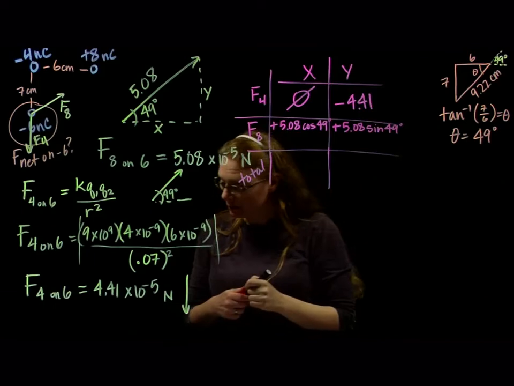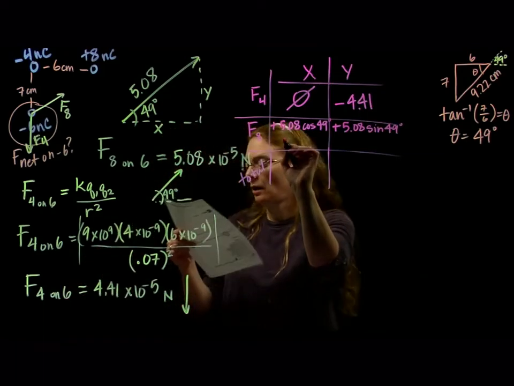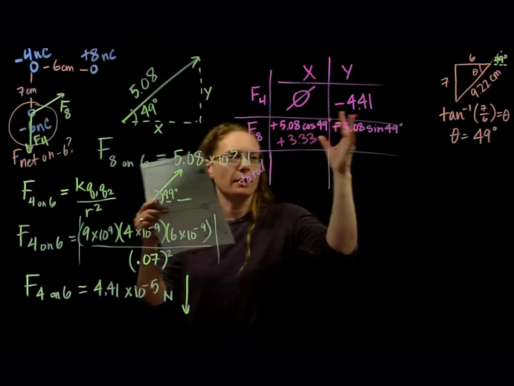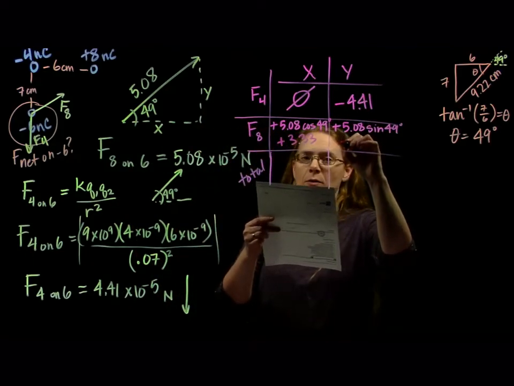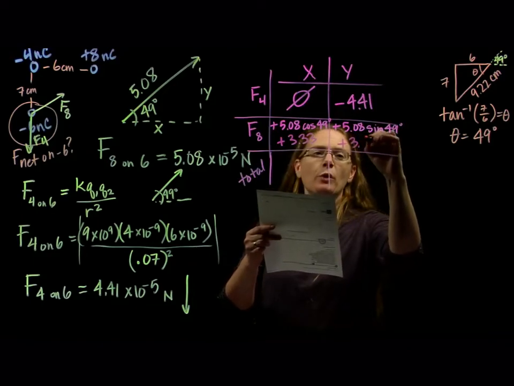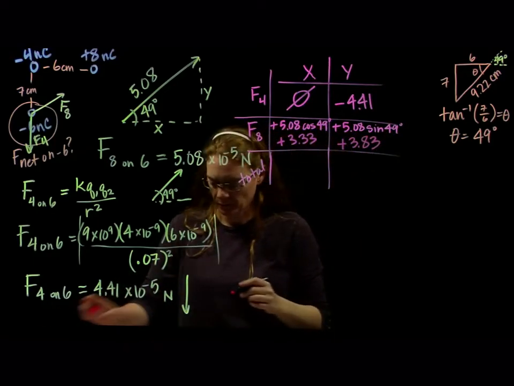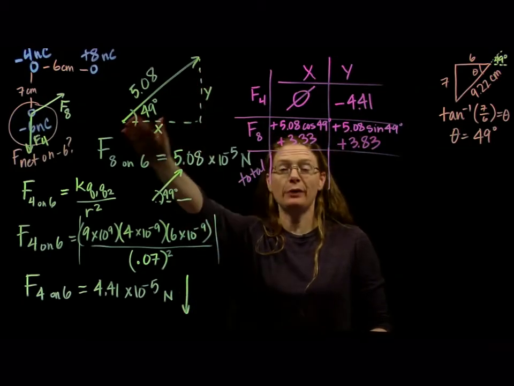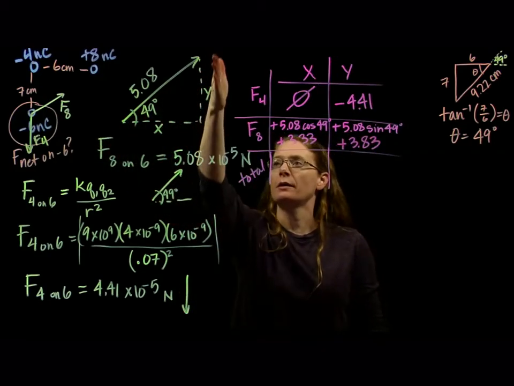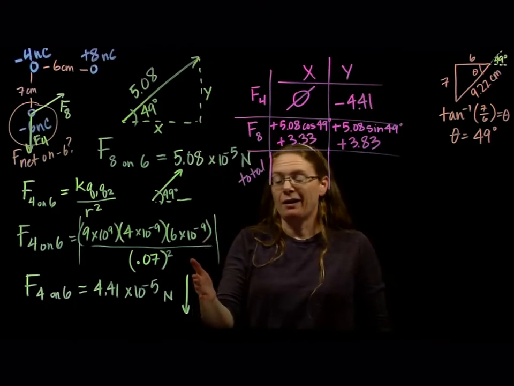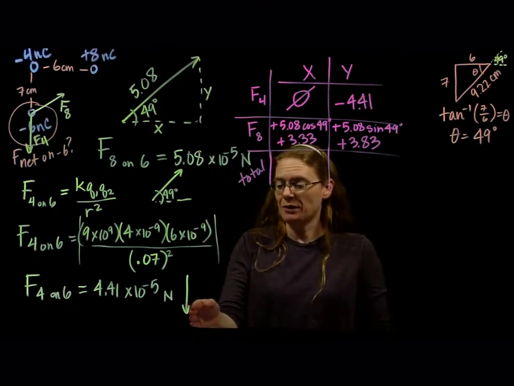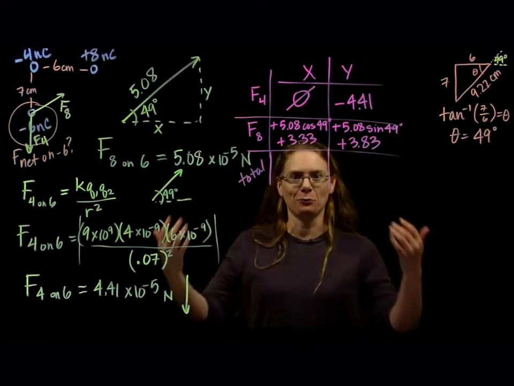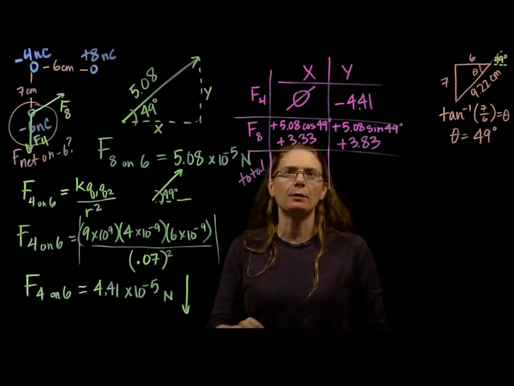And if I calculate those two, I get a positive 3.33 times 10 to the minus 5. And the x component is positive 3.83. Okay, so what I just did is I broke up this vector into its horizontal and its vertical components. And I did the same thing with this vector, only it was already all in one component. So this one was the easy one.